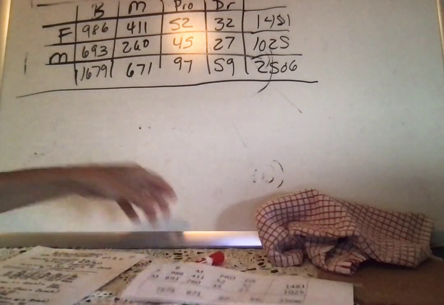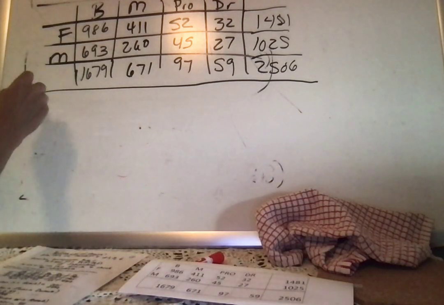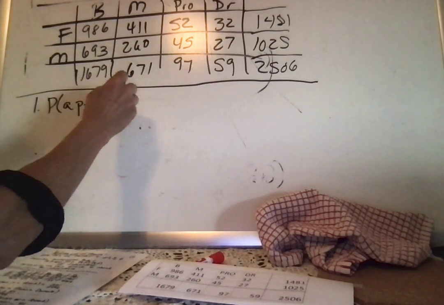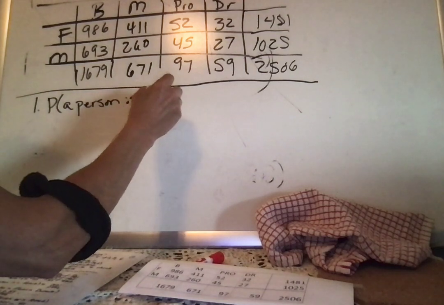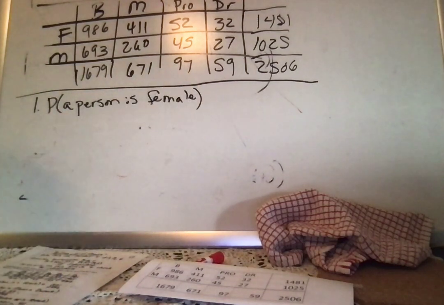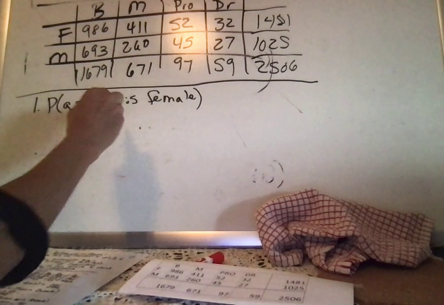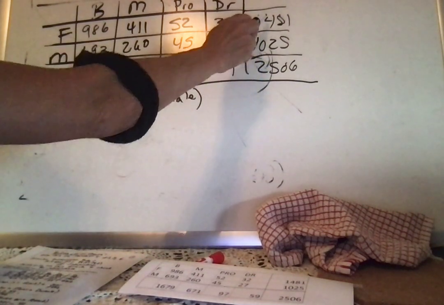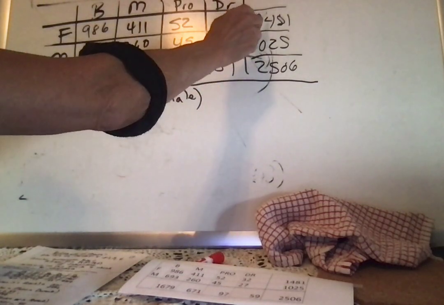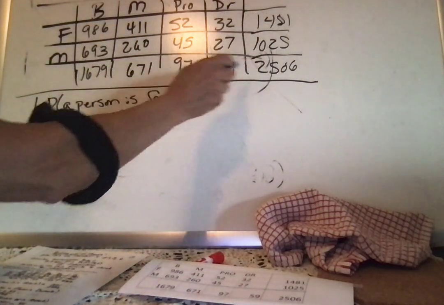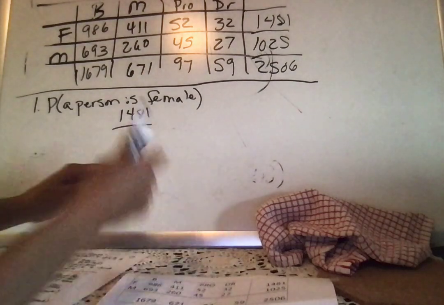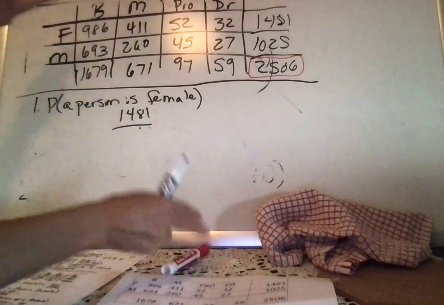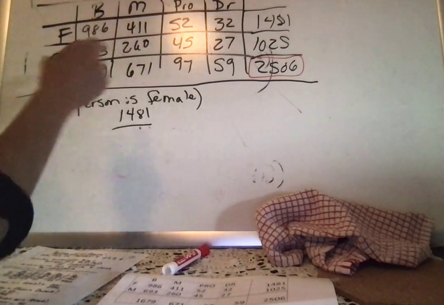So the first question we're going to do, we'll start easy. What is the probability a person is female? Okay, well, females, I had 1481 divided by the grand total. So what these are is, right, these are the row totals and the column totals and then the grand total. That's the grand total of how many humans we actually asked the survey of.